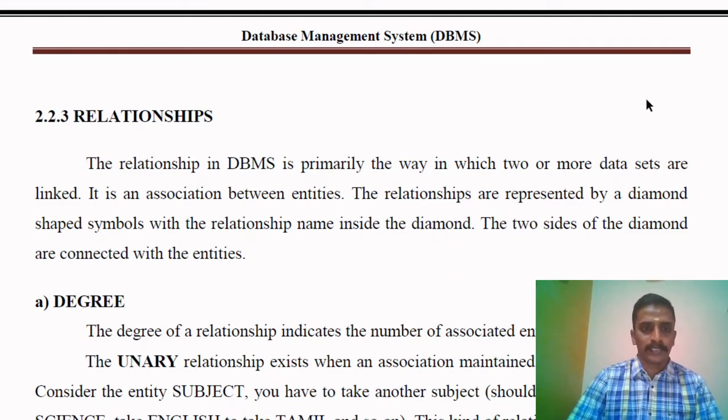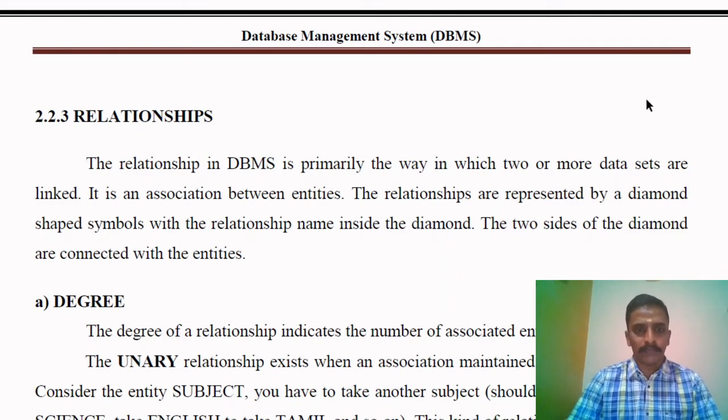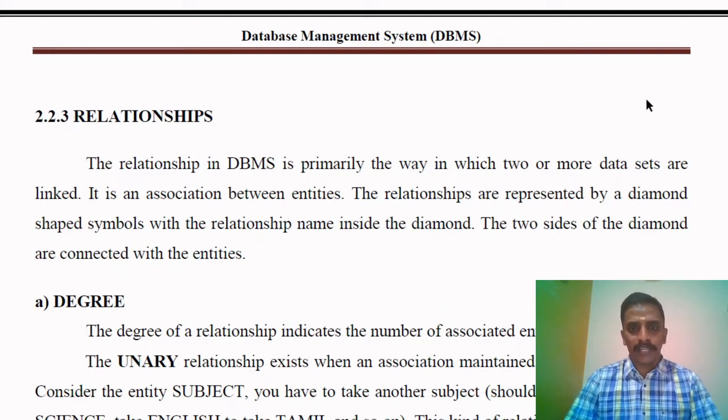The next one is relationship. The relationship in DBMS is primarily the way in which two or more data sets are linked. It is the association between the entities. Relationships are represented by diamond-shaped symbols with the relationship name inside the diamond. The two sides of the diamond are connected with the entities, and there are some components in relationships.